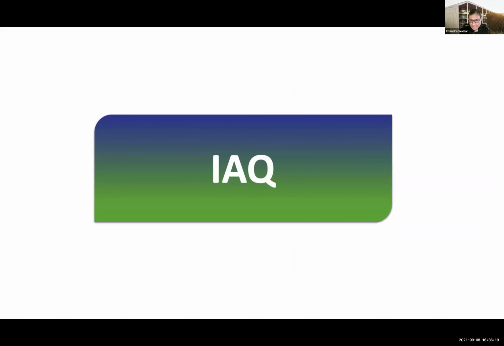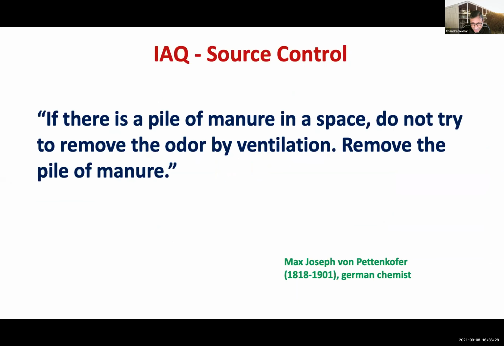Let me start off by showing you a couple of slides and saying a couple of points about indoor air quality in a very overview context. I like this quote from Pettenkofer, the German chemist. It says it all. It says that if there's a pile of manure in a space, don't try to remove the odor by ventilation, remove the pile of manure. Source control is the first and foremost thing that we should strive for.